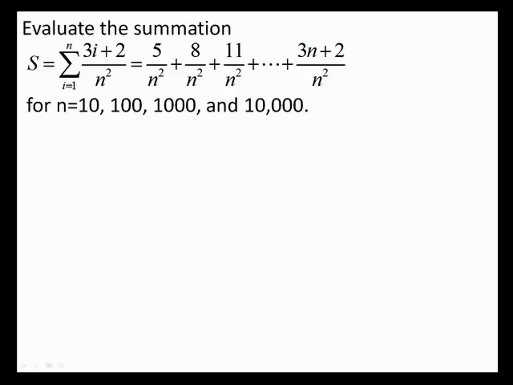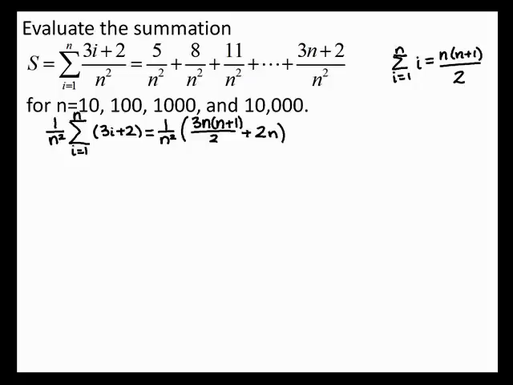Evaluate the summation S equals the sum from i equals 1 to n of 3i plus 2 divided by n squared, for n equals 10, 100, 1000, and 10,000. Use the first summation formula to bring 1 divided by n squared to the front of the summation. Use the second, fifth, and sixth summation formulas to take the sum from i equals 1 to n of 3i plus 2. Multiply 1 divided by n squared to the quantity 3n times the quantity n plus 1 divided by 2 plus 2n, and simplify.